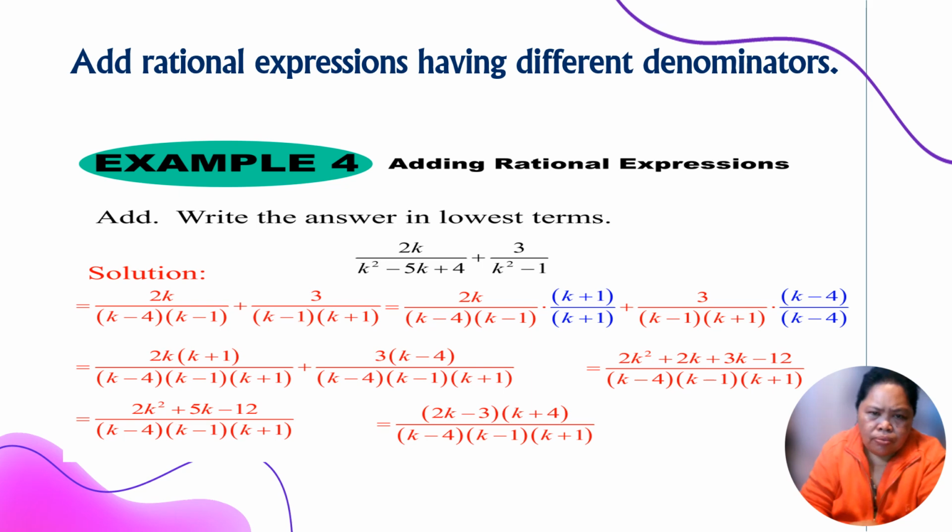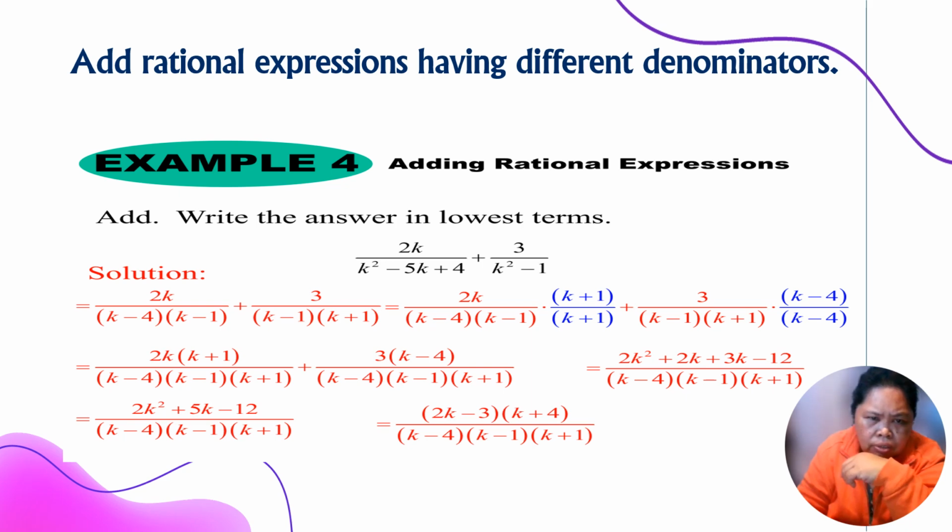So we have now the same denominator, so we just copy that out. And then we add all this, 2k times k plus 1. That's 2k squared plus 2k plus 3k. So 2 times 1 is 2, and then we have 3k. Okay, so we just combine it all.